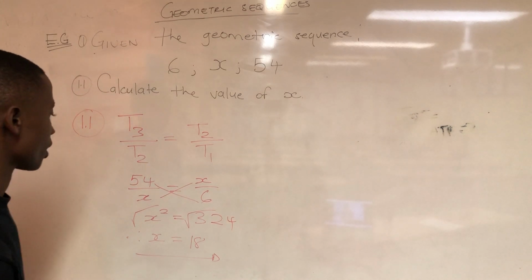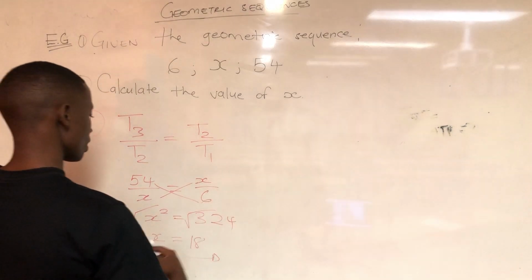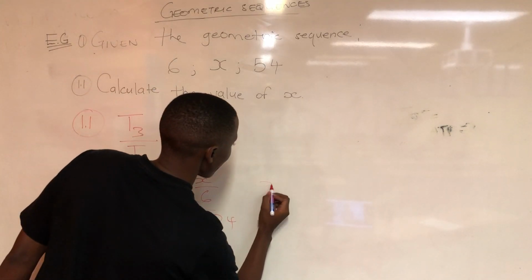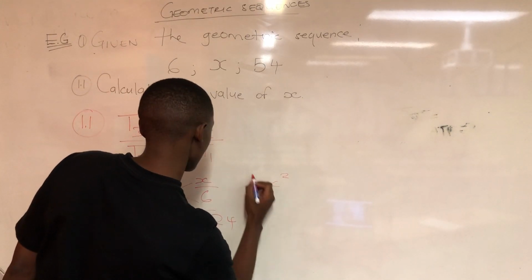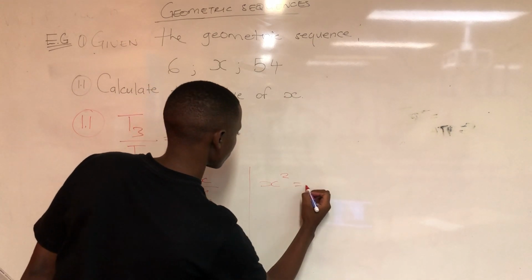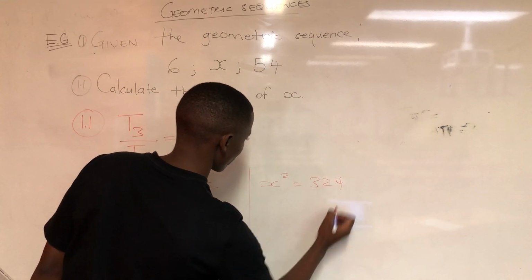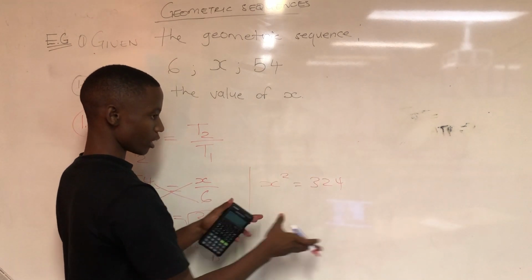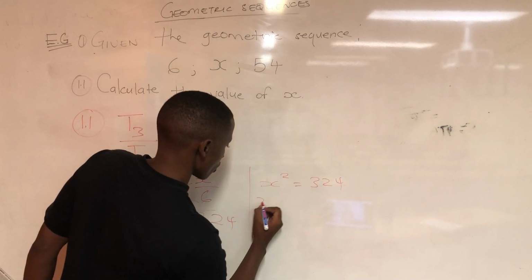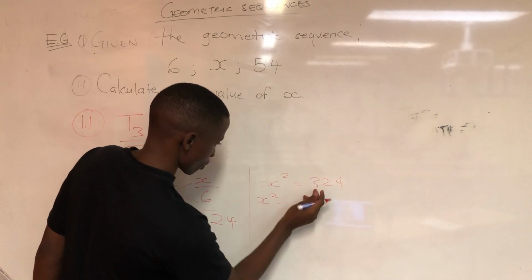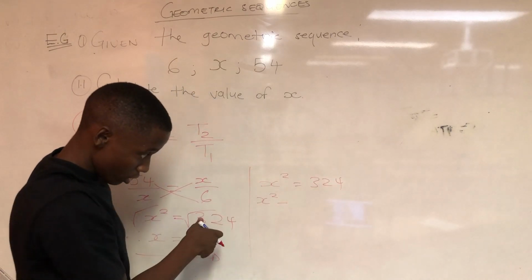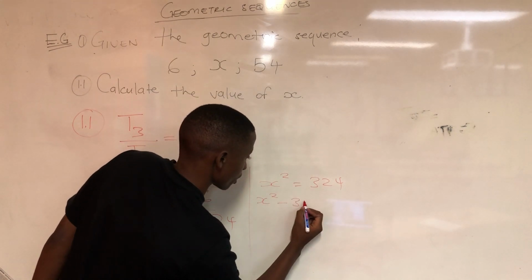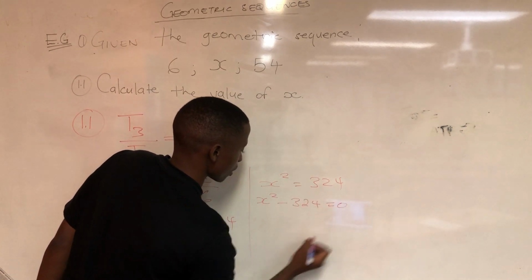Hope you all can see that. So let's find the second way of killing this cat. We had x squared equal to 324 in that particular state. So let's take 324 to this side and require the whole thing to be equal to 0. So I have x squared minus 324 equal to 0, because when it moves to the left-hand side it changes the sign from positive to negative.